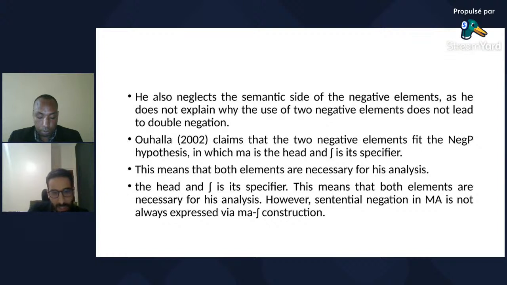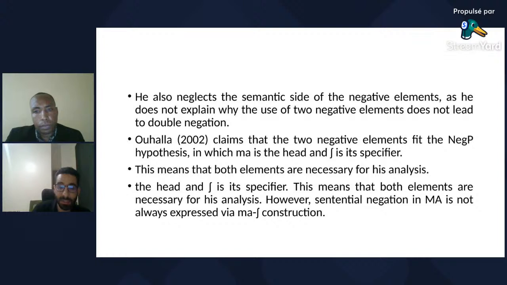Ouhalla claims that the two negative elements fit the neg phrase hypothesis, in which ma is the head and sh is its specifier. This means that both elements are necessary for his analysis.